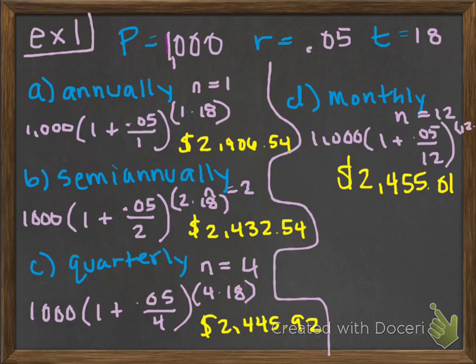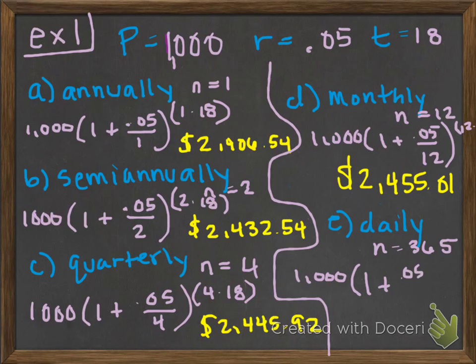Letter E says daily. If you're getting interest daily, that means it's happening every single day. So the number of days in a year is 365, so your n would now be 365. So we'd have 1,000 times the quantity of 1 plus 0.05 divided by 365, raised to the 365 times 18. Go ahead and take a moment and try and type that. You should get the answer of $2,459.45.